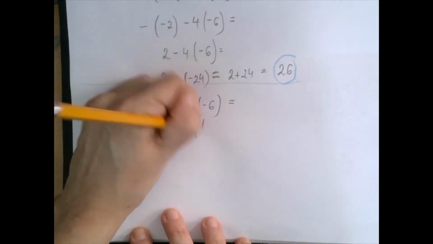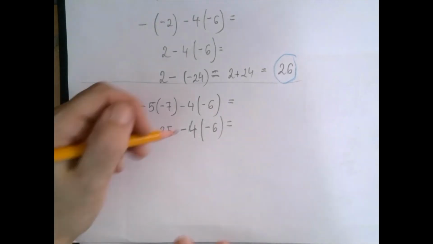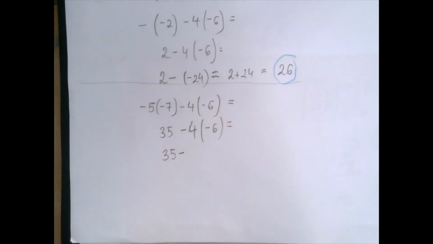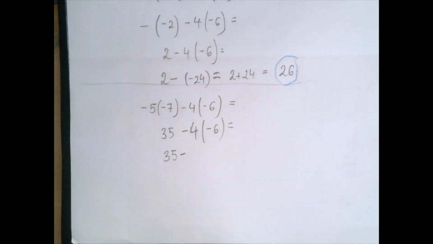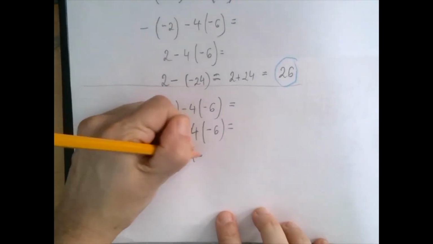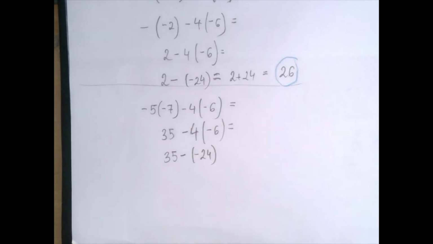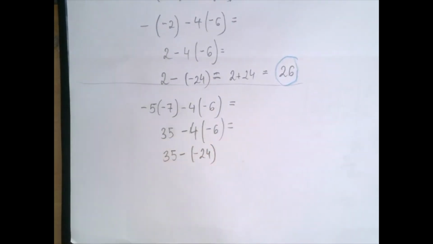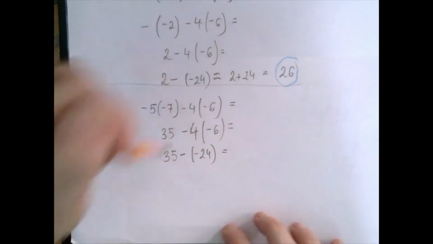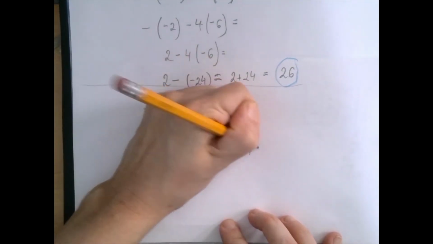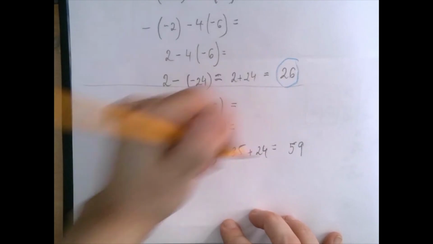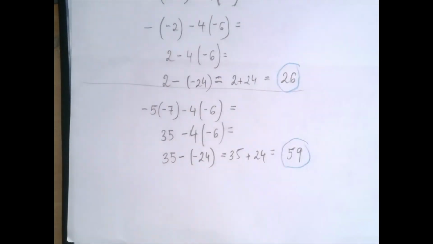We indicate the rest. And now there is a subtraction and a multiplication. We carry the subtraction, which means now we must ignore it. 4 times -6 is -24, and that's what we're subtracting. See, this is the subtraction, this is the number being negative. And now to subtract is to add the opposite. So we have 35 plus 24, which is 59. That's it.